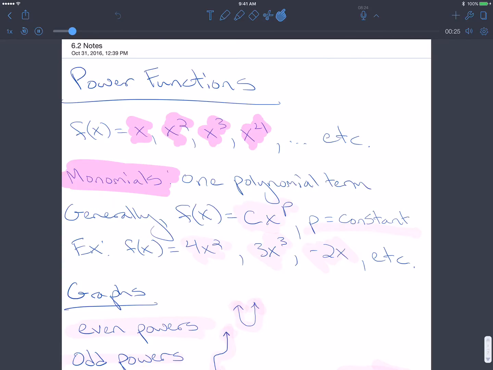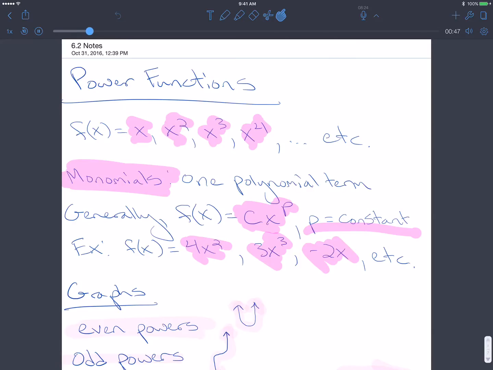The general form is c times x to the p, where p is just some constant. So x, x squared, x cubed, and so forth. Examples with a constant would be like 4x squared. That is a monomial or a power function. 3x cubed, negative 2x. There's just a constant and a power of x in all of those.